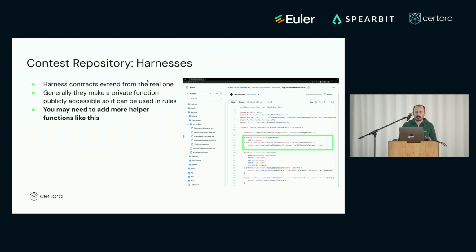We also have harnesses, and harnesses help do verification. For the most part, these are used to let you refer to private Solidity functions in CVL rules. And the way this works is essentially it's a contract that extends from the contract you're verifying and just includes a public function that calls the internal one and directly passes the value. And you may need to tweak these a bit to add more harness functions to cover the part that you want to mention in your specification.